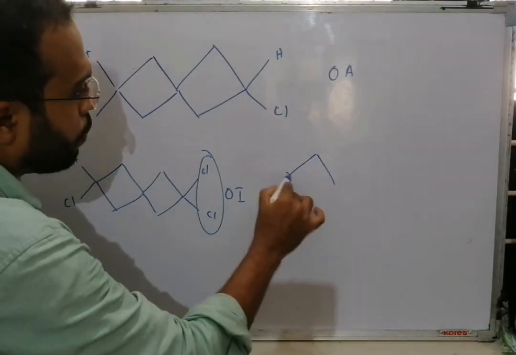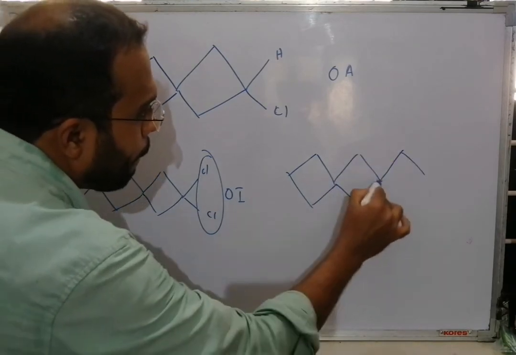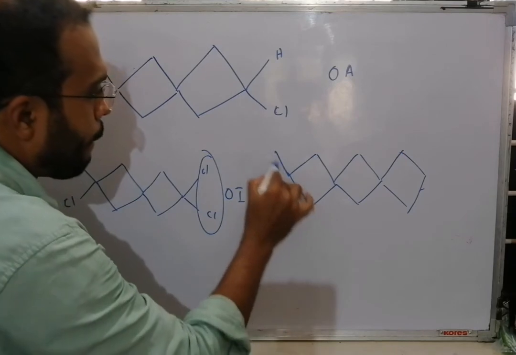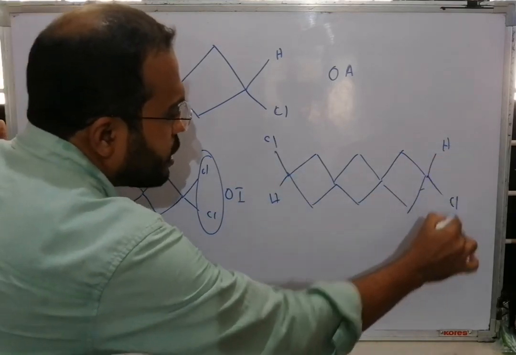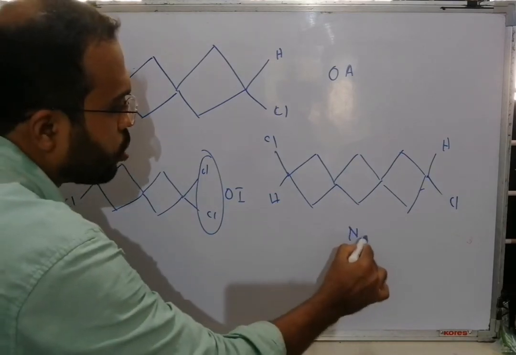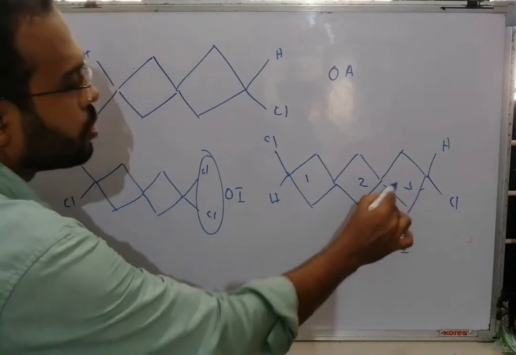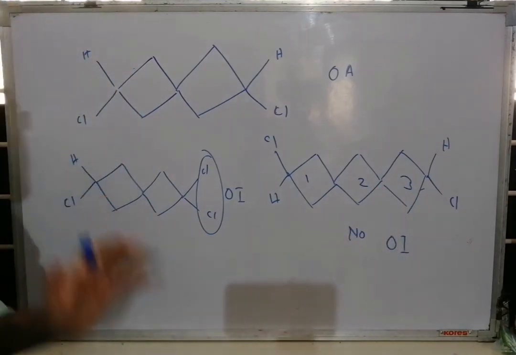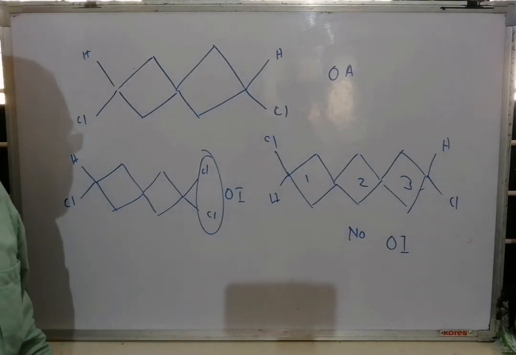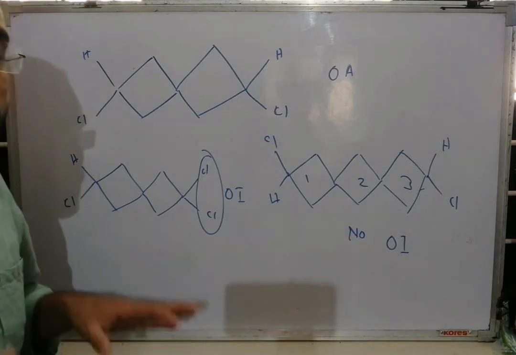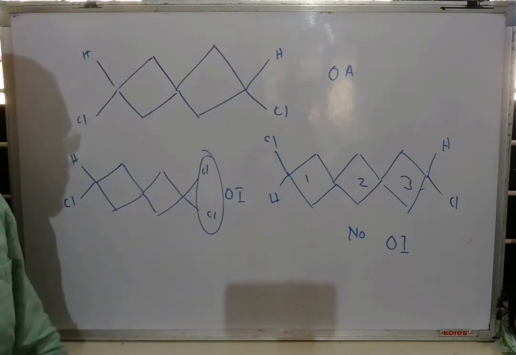Now you have another problem. H, Cl. Is it optically active? No, it's optically inactive. Why? Because 1, 2, 3. Odd number of rings cannot be optically active. Even number of rings will be optically active if the groups attached are different.